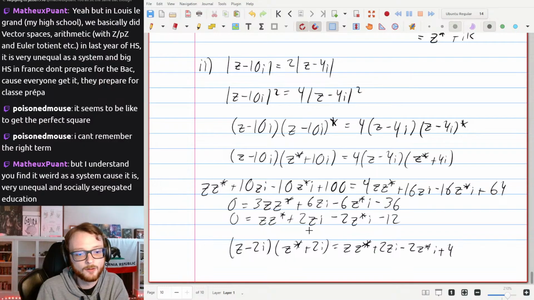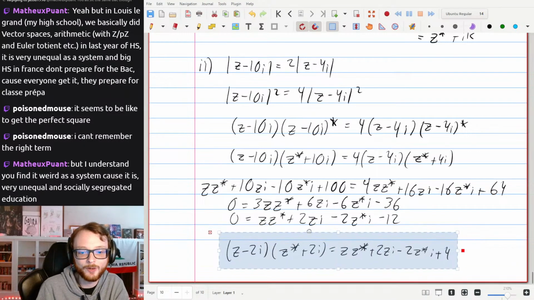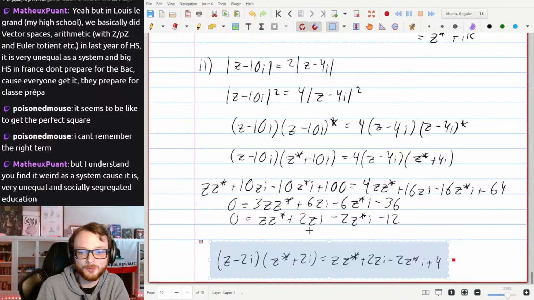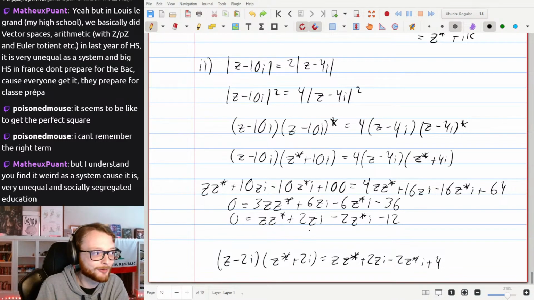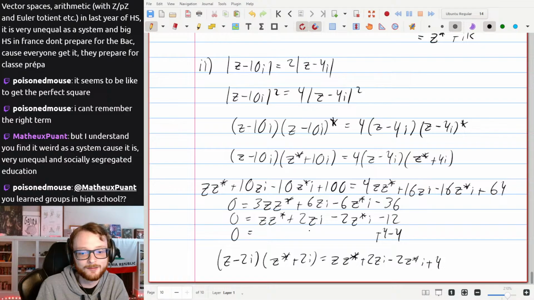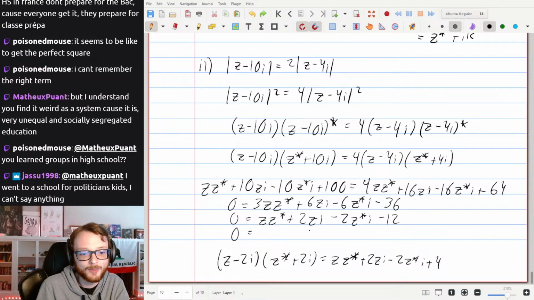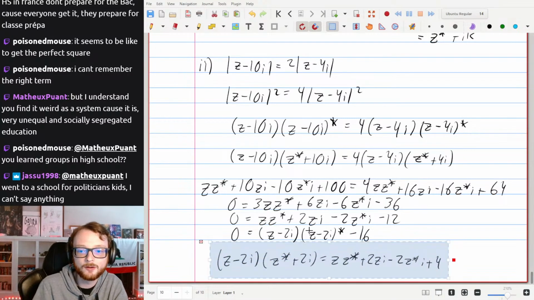Okay. So this is the same idea as completing the square, except it's like we're completing the modulus square, which involves a conjugate. So it's not quite a square. But I see we want a plus 4 here. There's a minus 12 there. We got to do a plus 4 minus 4 thing. And once we do that, we can say z minus 2i times its conjugate, minus 4 minus 12 is minus 16, is equal to that. That's the key idea here.